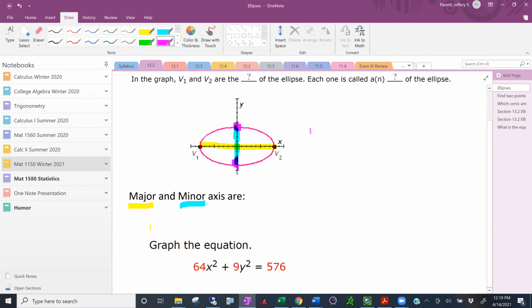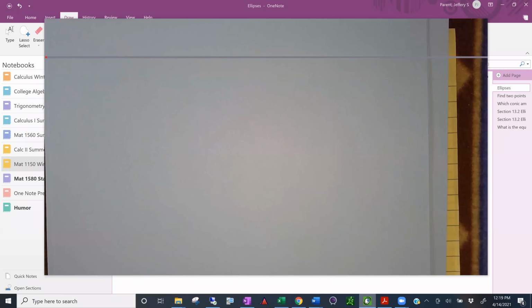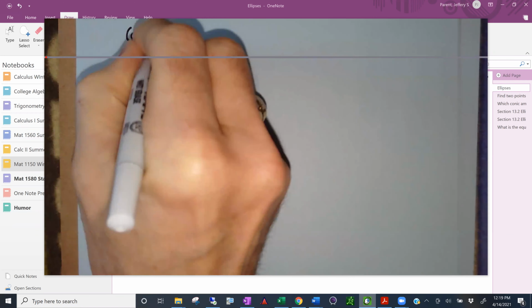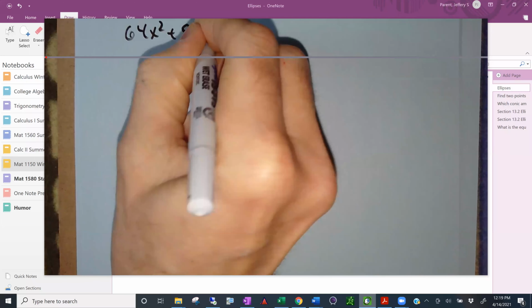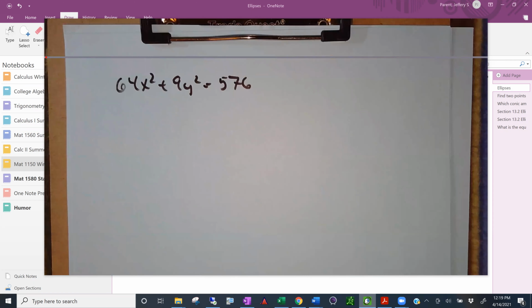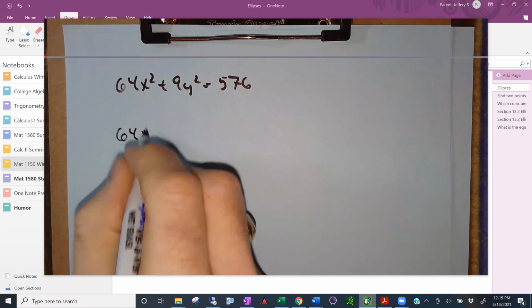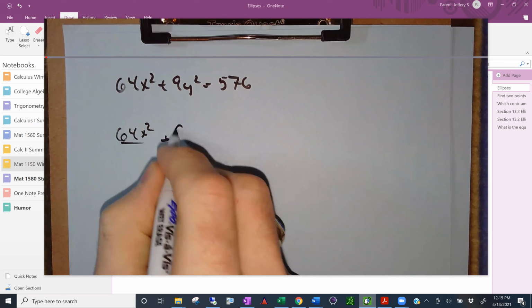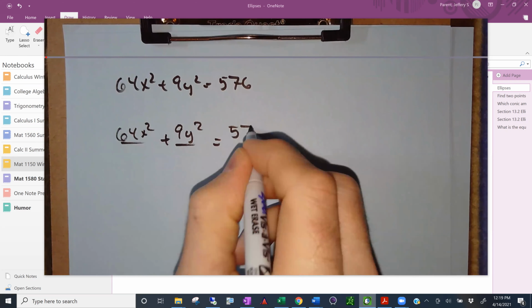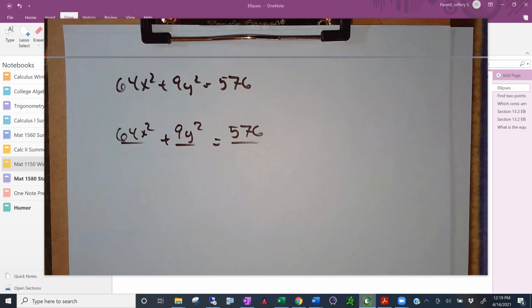And I just have to copy that over to this right here. 64x squared plus 9y squared equals 576. What I would do first is I would divide everything through by the number on the right-hand side. And the reason for that is it's going to give me a 1 on the right-hand side, which I need to put it in the so-called general form and make it easier for me to graph.